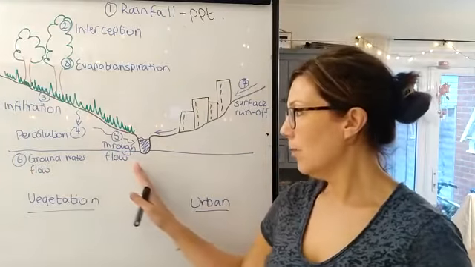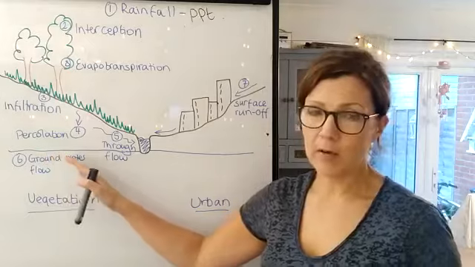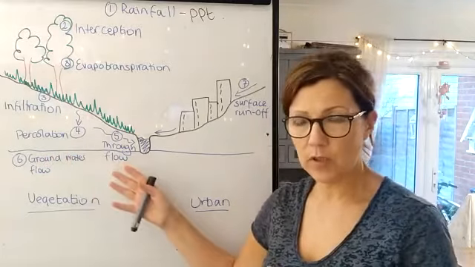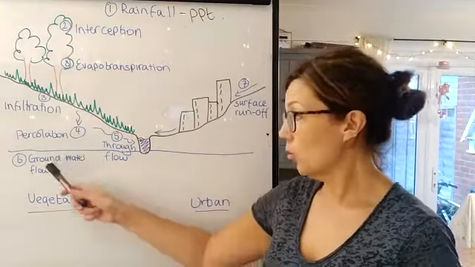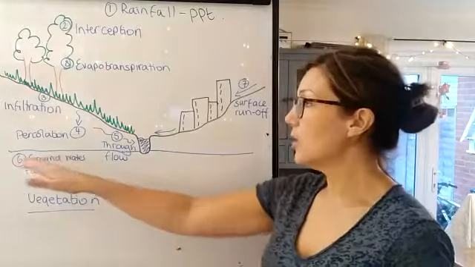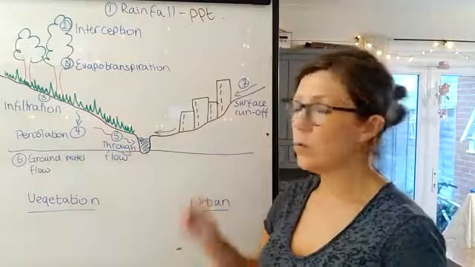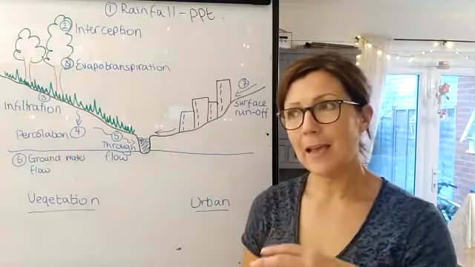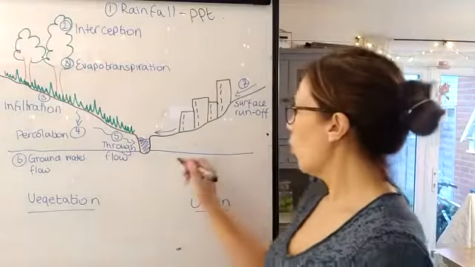So this groundwater also flows, especially if it's under gravity, it flows towards the main river channel. And this is called groundwater flow. And just another point, at the top of this groundwater is something that we call the water table.